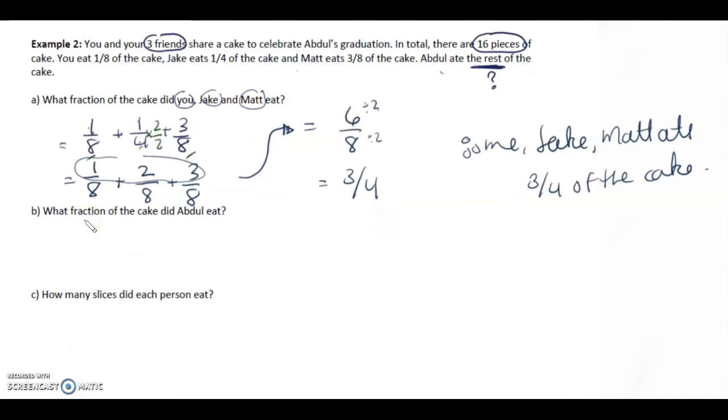Okay, what fraction of the cake did Abdul eat? So there's 1 whole cake, and we're going to subtract the 3/4 that me, Jack, and Matt ate. So we're going to go 1 minus 3/4. So how can we get 1 over 1 as a common denominator? Well, that's easy. It's just 4. So we're going to multiply this by 4 over 4.